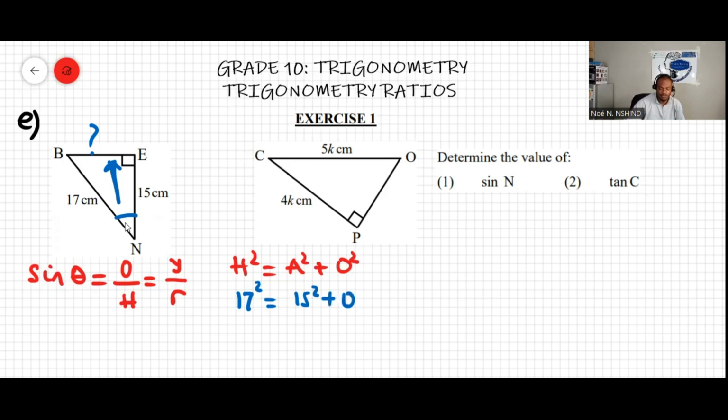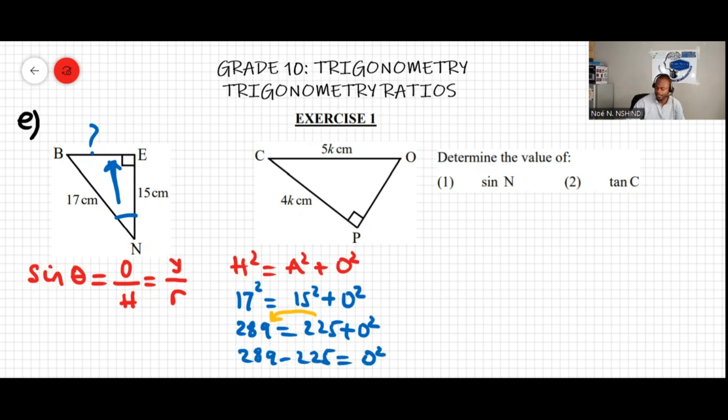I'll say here o squared. Now, 17 squared is equal to 289. So that makes 289 equal to 15 squared, which is 225, plus o squared. Now, if I move the 225 over, this will be 289 minus 225 equal to o squared.